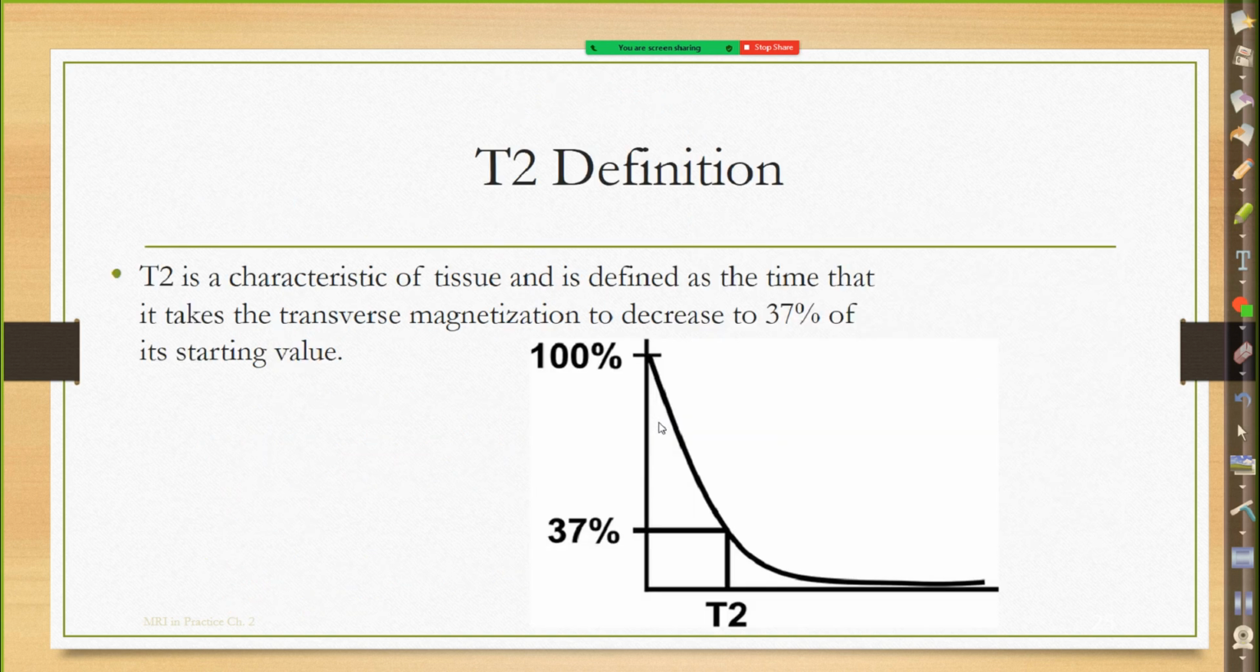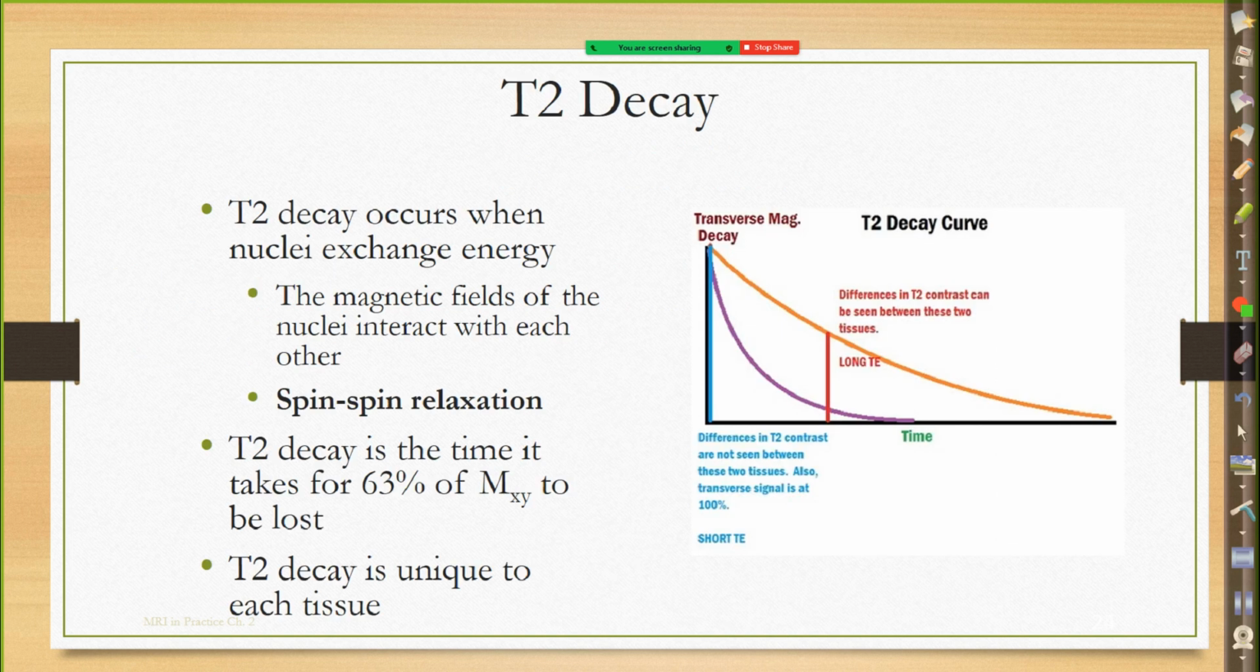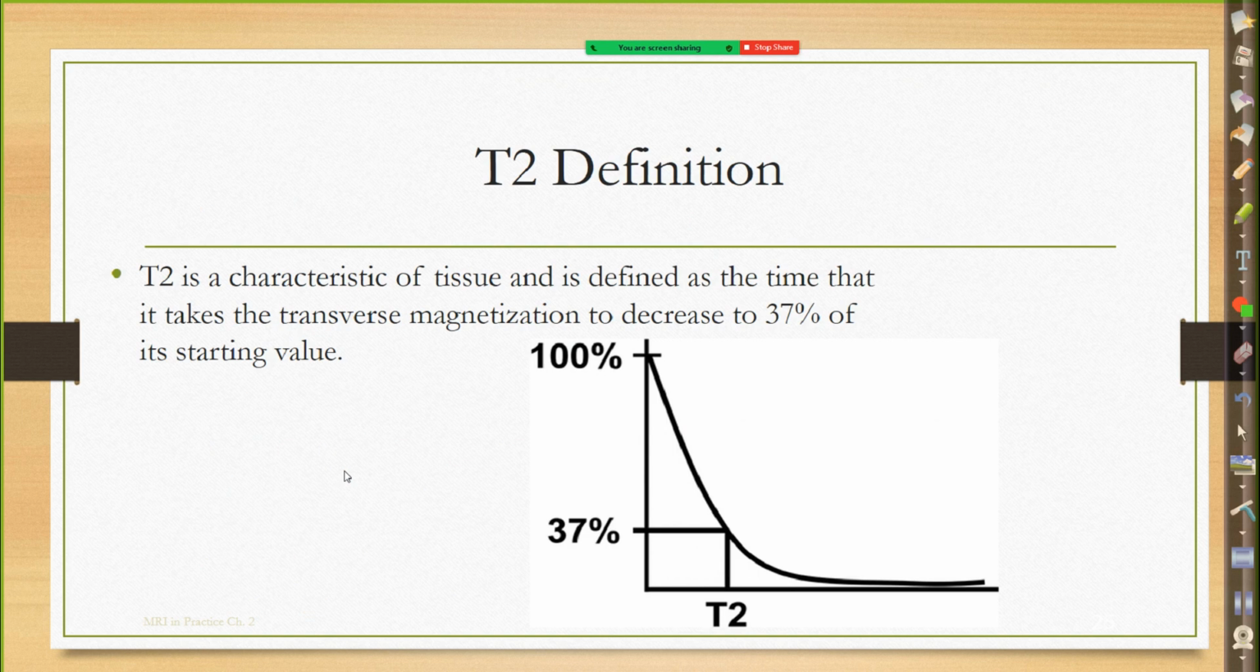We can define T2 as well. So T2 is a characteristic of tissue and is defined as the time that it takes for transverse magnetization to decrease to 37% of its starting value. So see how it's described this way versus this line right here, 63 versus 37. Just see how it's phrased, because that will be a common thing you'll have to decipher.